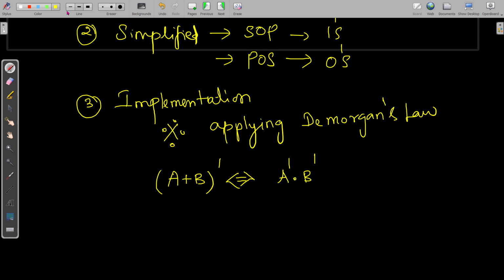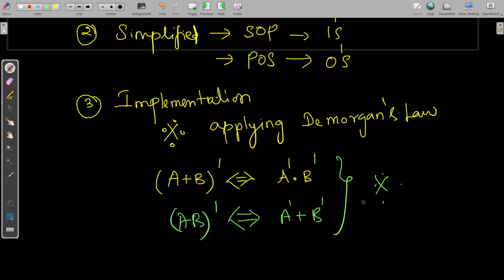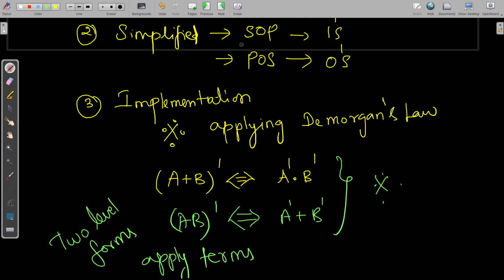Similarly, if you have the other form, that is (ab) the whole dash, then you have to write it as a dash plus b dash. Then if you have a format like a dash plus b dash, you have to write it as (ab) the whole dash. These four are playing the most important role in getting the two level forms. So with this introduction, let's get started.